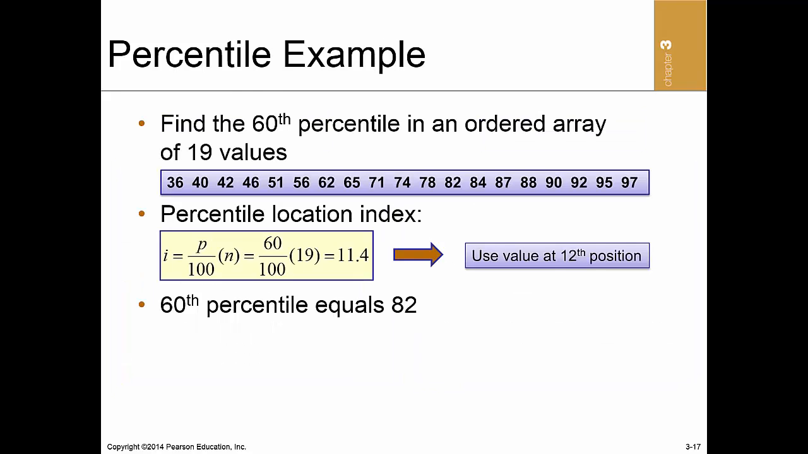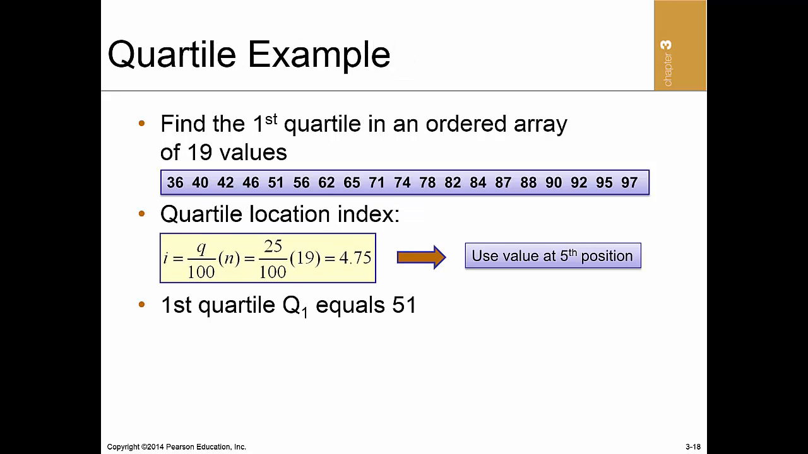Perhaps we'd like to determine the 60th percentile in an array of 19 values. We would rank order and use the percentile index to determine the location. Again, since the resulting value is not an integer, we round up to 12. This is the location at the 60th percentile, and the corresponding value with location 12 is 82. Likewise, we could also do the same method but with quartiles. The first quartile, which corresponds to the 25th percentile, is the value at position 5, which is 51.